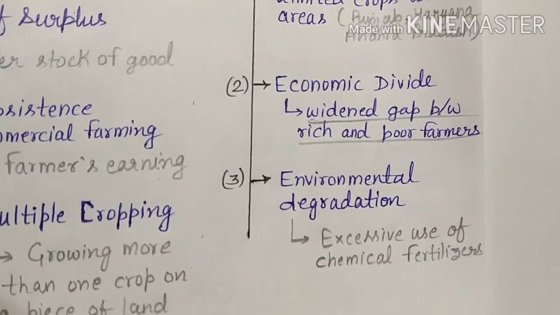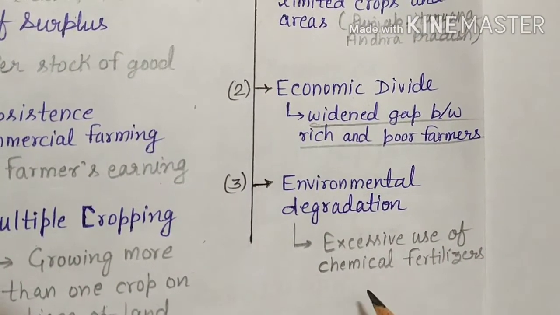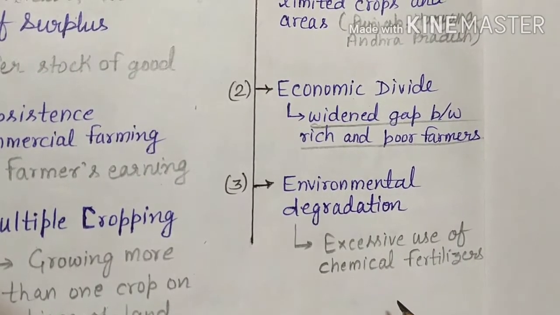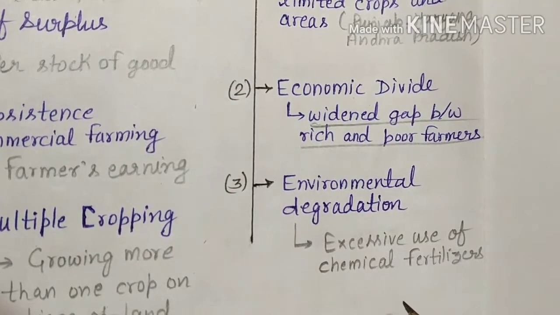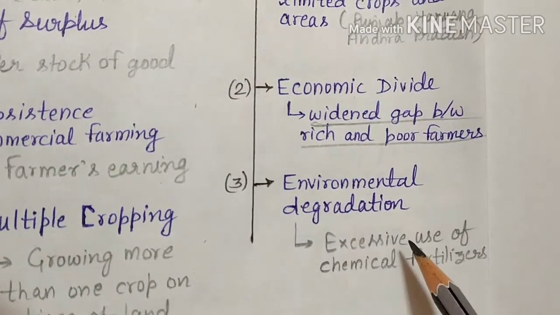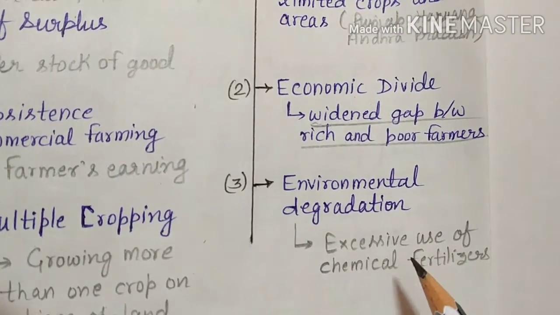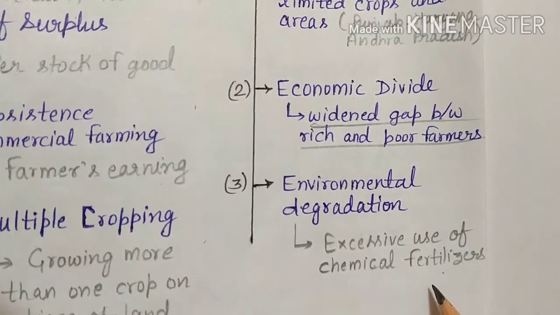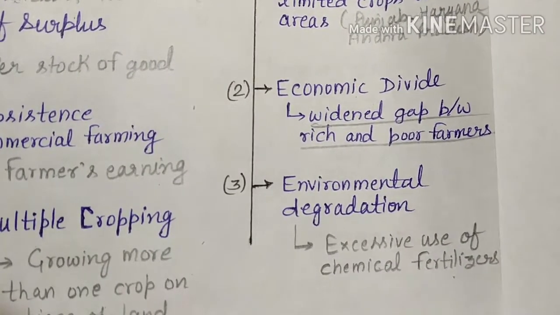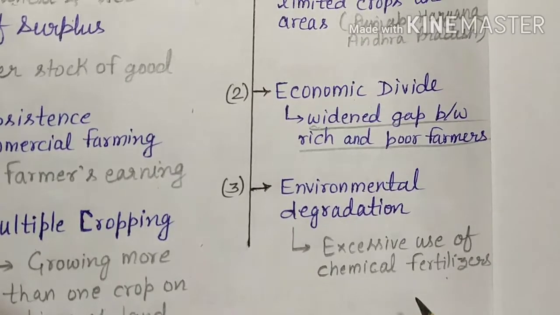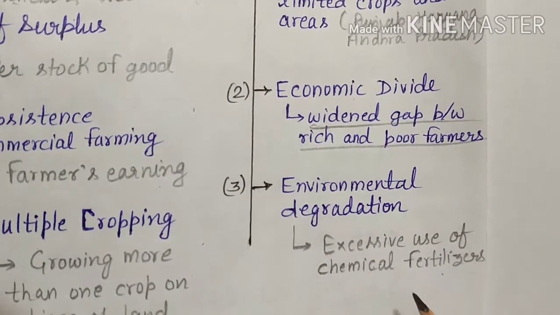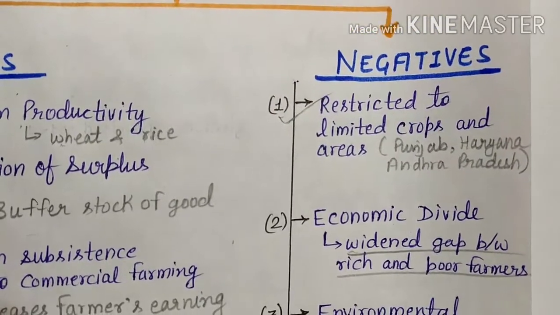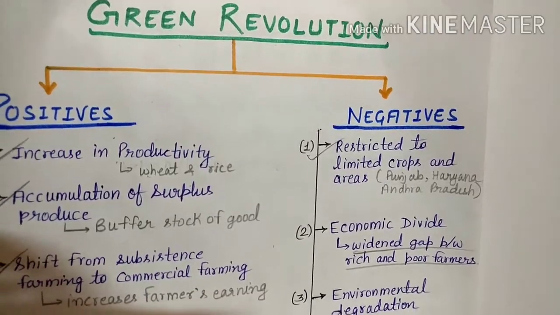Third one is environmental degradation. HYV crops, high yield variety crops, were also more prone to attack by pests, and small farmers who adopted this technology could lose everything in a pest attack. So to avoid this problem, they started excessive use of chemical fertilizers and pesticides, which created the problem of pollution and health hazards, and this has raised the question of sustainability of land and environment. So these are the positives and negatives of the green revolution.